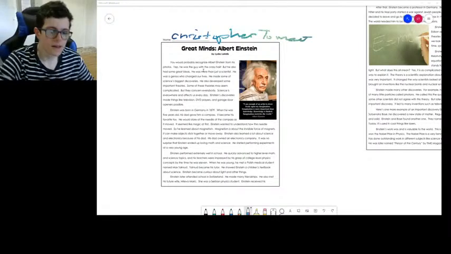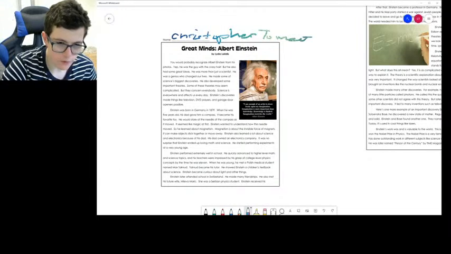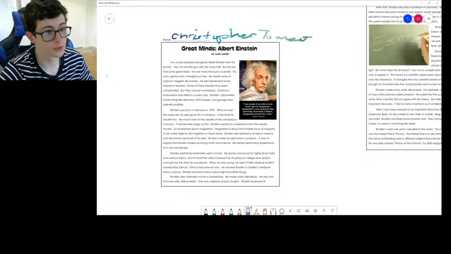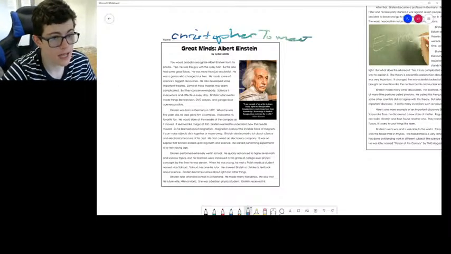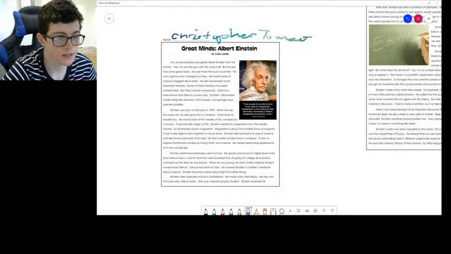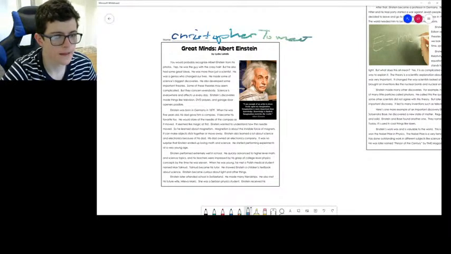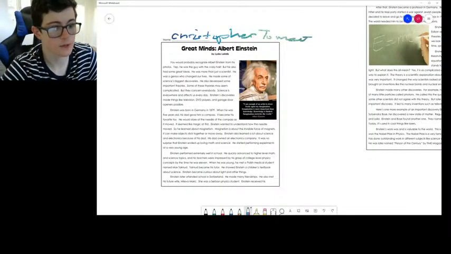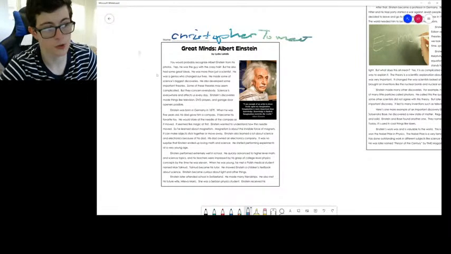Begin. Okay. So moving on to our first paragraph, where we annotate, we always have to reread. You would probably recognize Albert Einstein from his photos. Yep, he was the guy with the crazy hair, but he also had some great ideas. He was more than just a scientist. He was a genius who changed our lives. He made some of science's biggest discoveries. He also developed some important theories. Some of these theories may seem complicated, but they concern everybody. Science is everywhere and affects us every day. Einstein's discoveries made things like television, DVD players, and garage door openers possible. Okay.